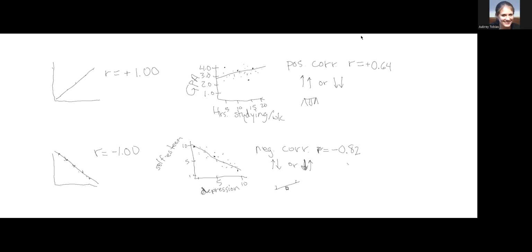What something with no relationship would look like, an r of 0, would be something like GPA and eye color from light to dark. What are you going to get? You're going to get data points all over the place on our scatter plot here. Because people with dark eyes and light eyes are going to have high and low and middle of the road GPA. It's just all over the place. So you're not going to get a relationship there.